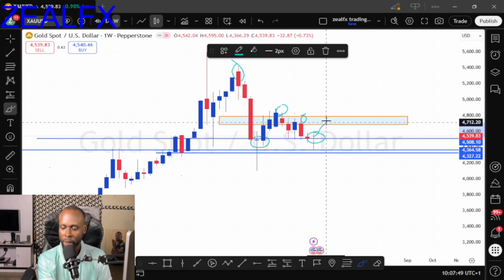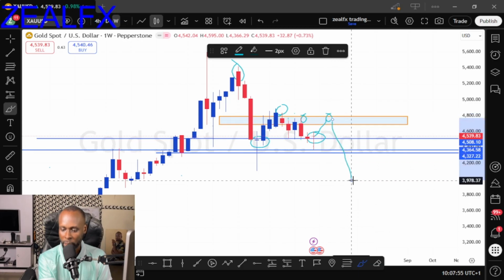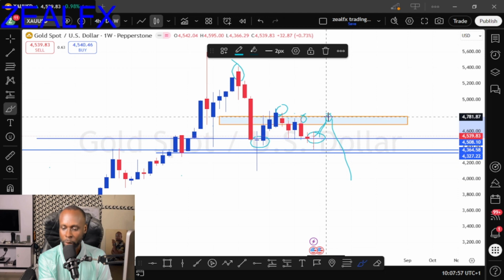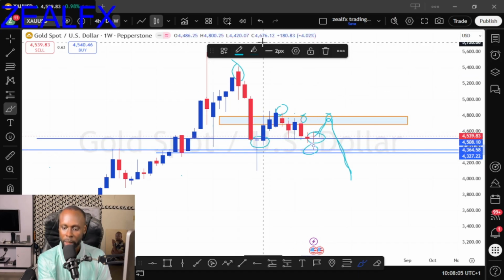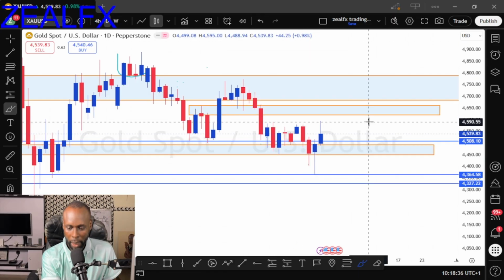we need to see price come to this resistance level before we start looking for any possible selling opportunity. So we have to buy to this resistance, then sell back to the downside, because we cannot sell from this support area. Selling from this support area are all traps for the gold USD. Let's look at the daily chart for more insights on gold.